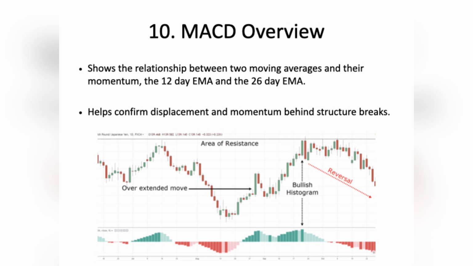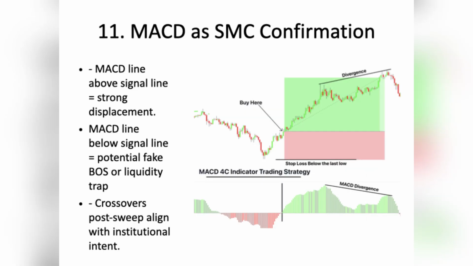It helps us confirm the momentum behind a displacement or a structure break. For SMC confirmation, we watch the MACD line in relation to its signal line. When the MACD line is above the signal line, it often confirms strong, genuine displacement. When it's below, it can warn of a potential fake break of structure or a liquidity trap. The crossovers that happen right after a liquidity sweep are particularly powerful, as they often align with true institutional intent, as shown in this strategy example.